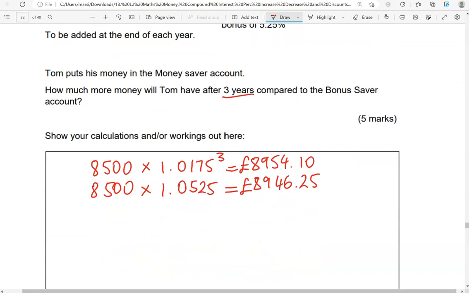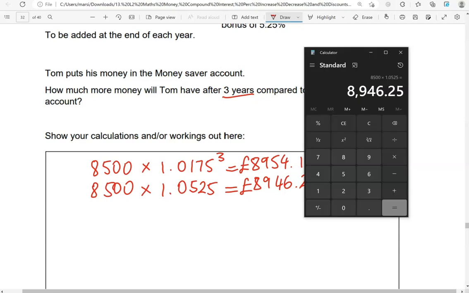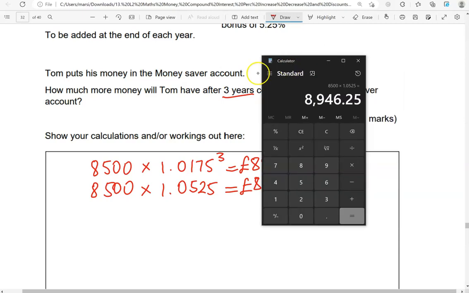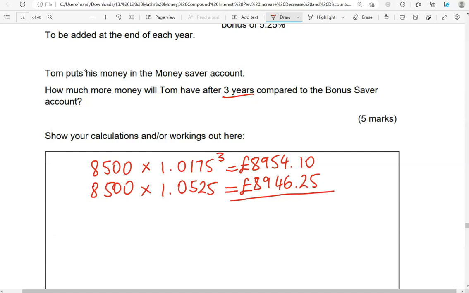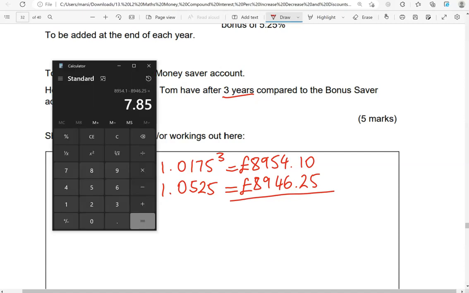How much more money will Tom have after 3 years? So if we deduct, we take away, 8,954 pounds and 10 pence, take away 8,946 pounds and 25 pence, gives us £7.85.